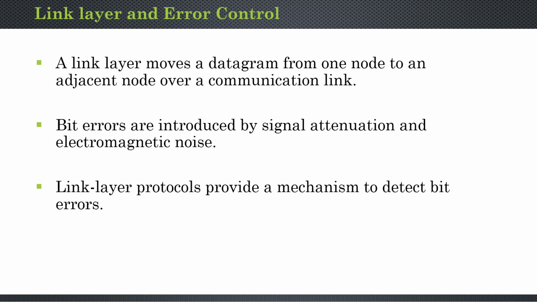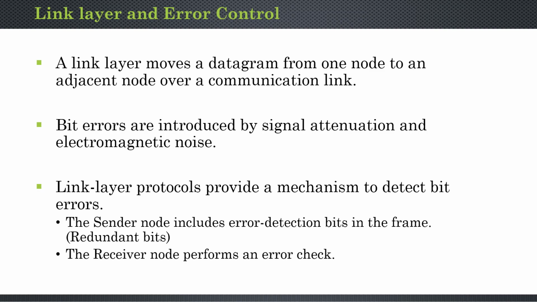Of course, because there is no need to transmit or to forward a datagram that has an error, many link layer protocols provide a mechanism to detect such bit errors. This is done by having the transmitting node or the sender node include what we call error detection bits in the frame. These bits are also called redundant bits. We will need that the receiving node or the receiver perform an error check based on the previous redundant bits.